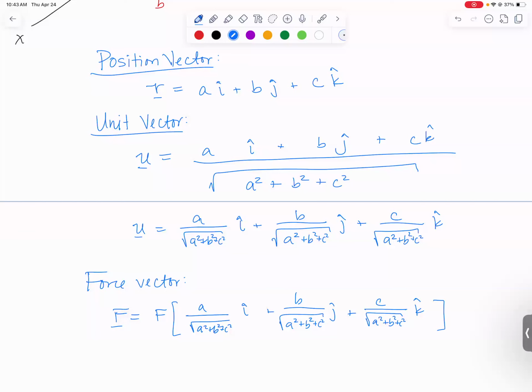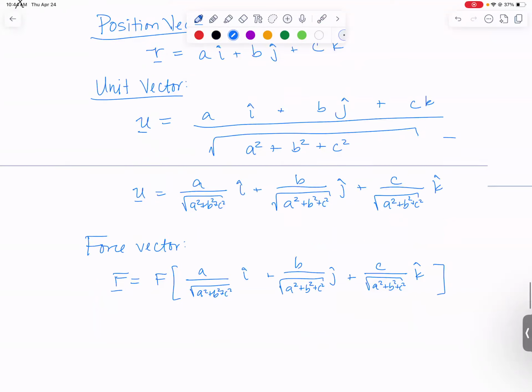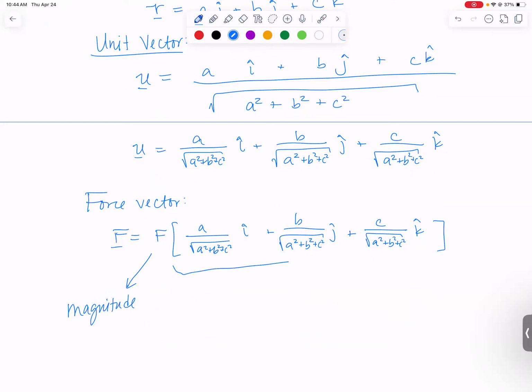Now that looks like a lot of math, but in practice, this is one of the easier ways to get your vector because we're just looking at lengths and dimensions on a picture. You get a position vector first. You divide by the magnitude to get the unit vector, and then you multiply by the magnitude of the force to get a force vector, where here is your magnitude, and then the stuff inside of the brackets is the direction. So there's a synopsis of how we get vectors into Cartesian components in 3D.